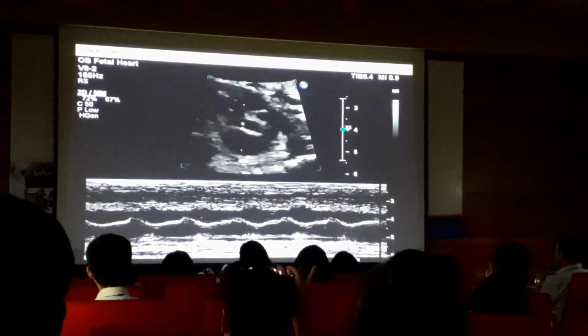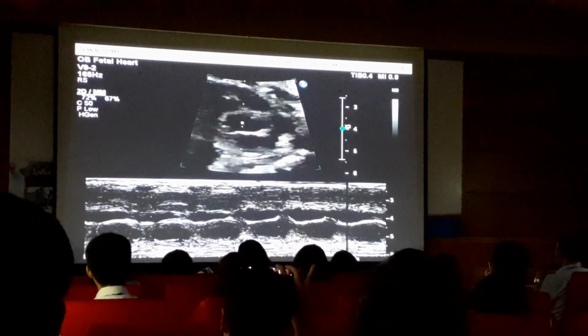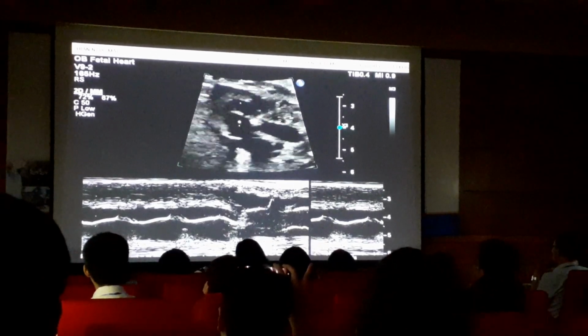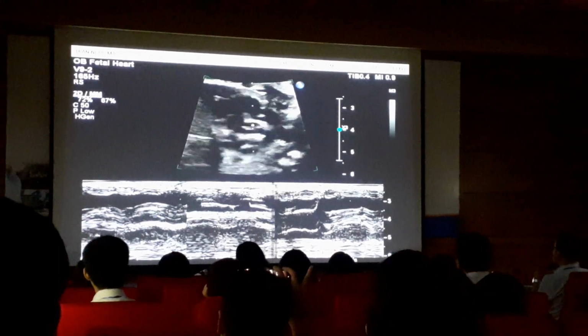So that's how you would use M-mode for this. You can also look at the aortic valve opening and closing.